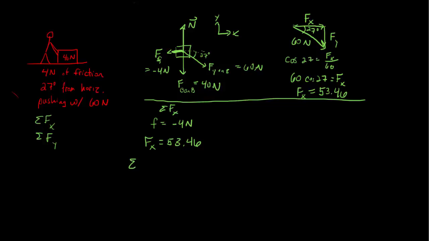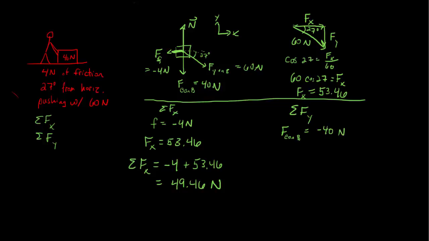So the sum of the forces in the x direction is going to be negative 4 plus 53.46, which would be 49.46 newtons. So that's the force that's actually being applied to move the box forward. However, a portion of the force being applied is also pushing it down, so we're going to have to add that on to my force of the earth on the box. The sum of the forces in the y direction are going to be the force of the earth on the box, which is negative 40 newtons since it's down.